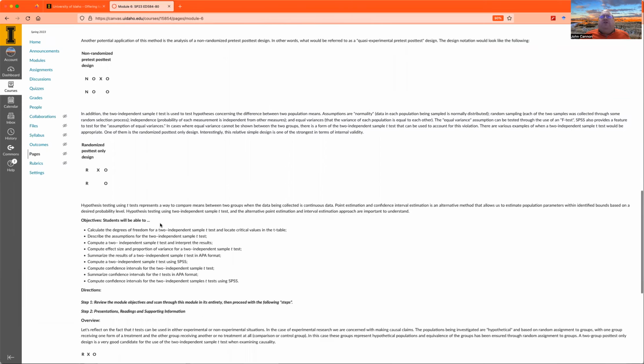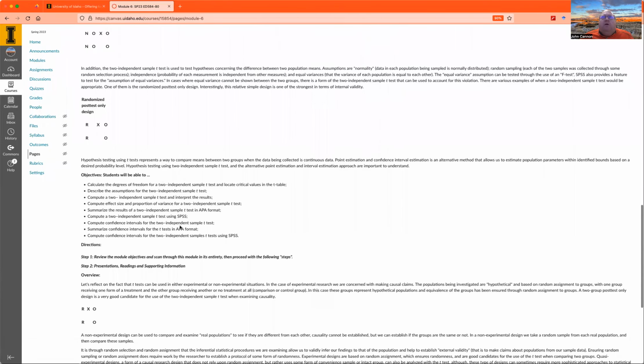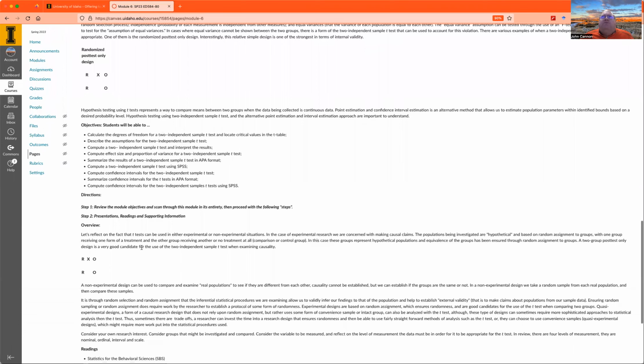So here are the objectives for this learning module. Then we're going to go down into the readings, and we need to reflect on the fact that t-tests can be used in either experimental or non-experimental situations.